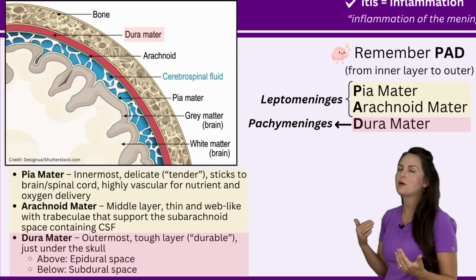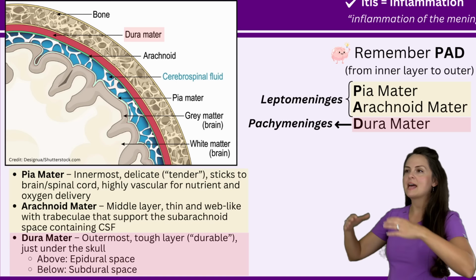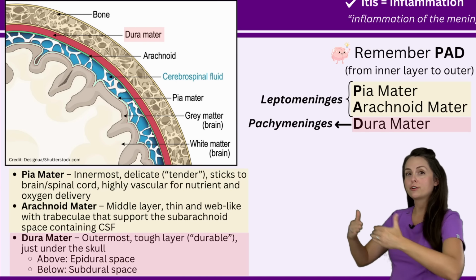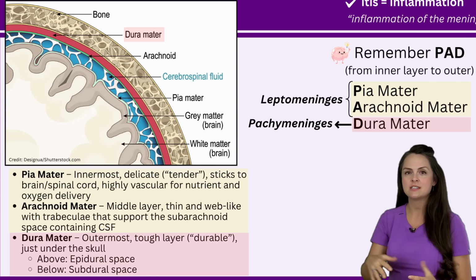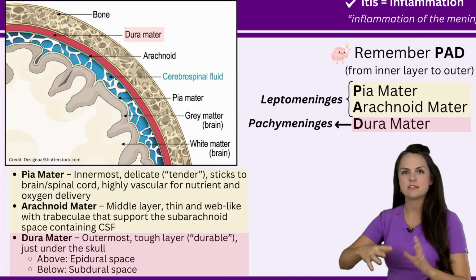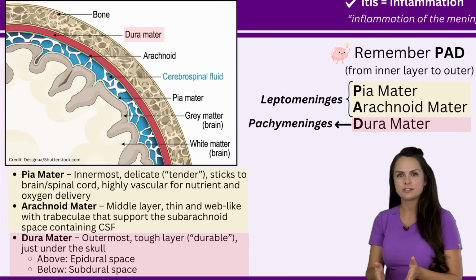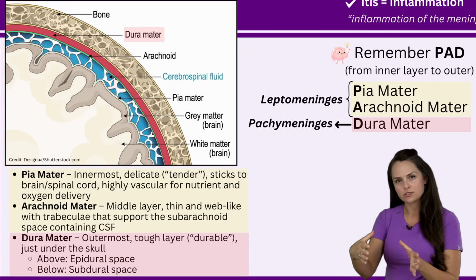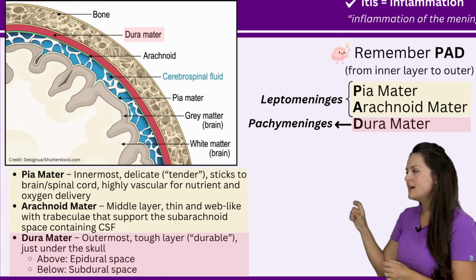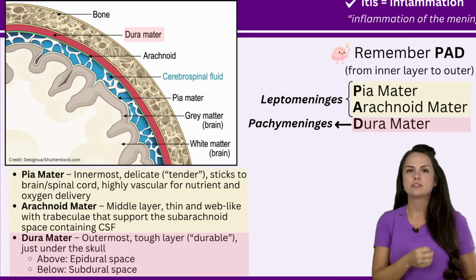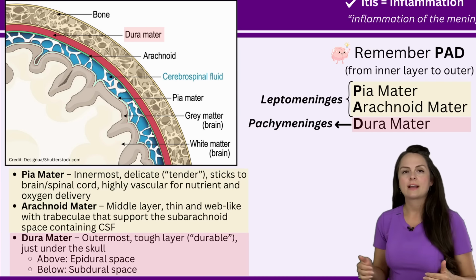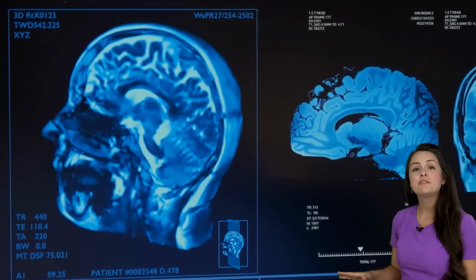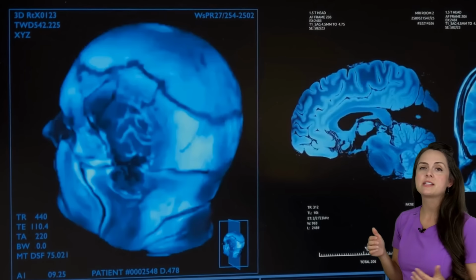Now, why doesn't it tend to affect the dura mater, which is sometimes referred to as the pachymeninges? Well, think about the location of your dura mater. It is the outermost layer, so it's further away from that cerebrospinal fluid, which is where our pathogen gets in, sets off that immune response, and then we get the inflammation, which is going to carry over into the pia mater and the arachnoid mater because it's so close to the CSF. Plus, that dura mater is very durable, it's strong, it's not very vascular, so it's not going to have a lot of immune activity.